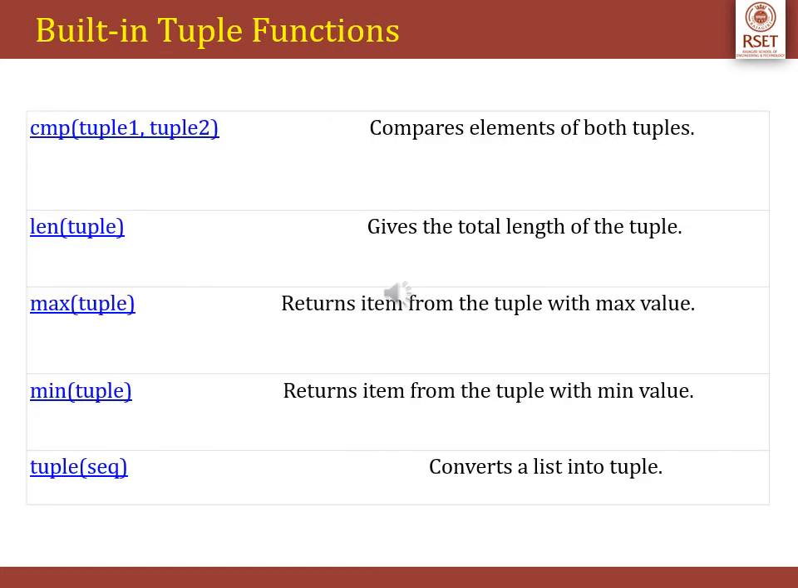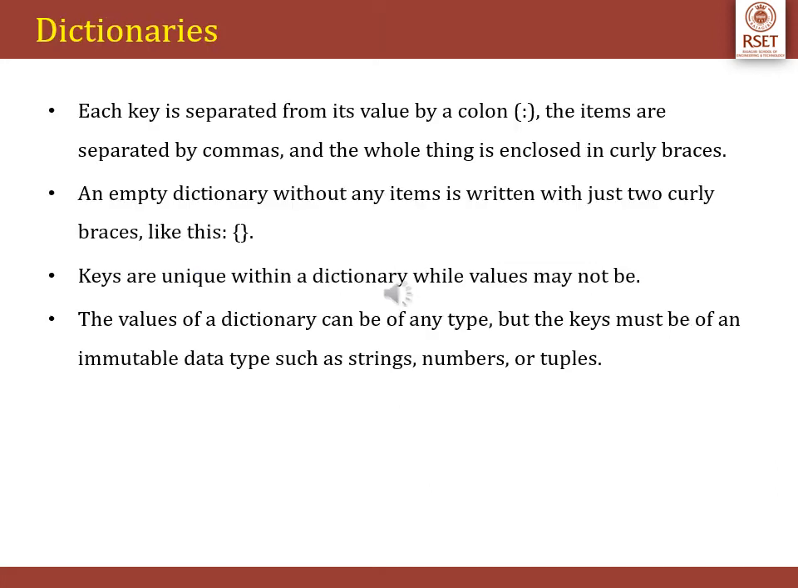There are some built-in tuple functions. For example, cmp, which compares elements of two tuples; len, which gives the total length of the tuple; max and min, which return the item from the tuple with max and min value respectively; and you also have the tuple function, which converts a list into a tuple. There are a number of tuple functions available in the textbook. Please refer to the textbook for details.